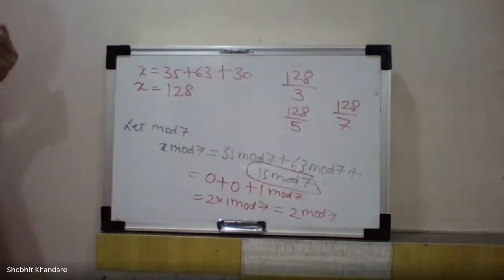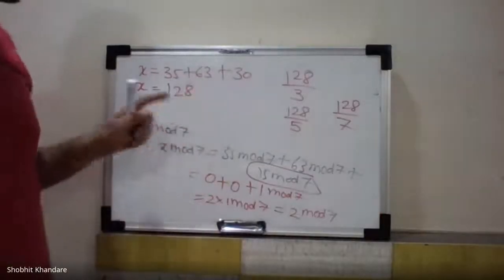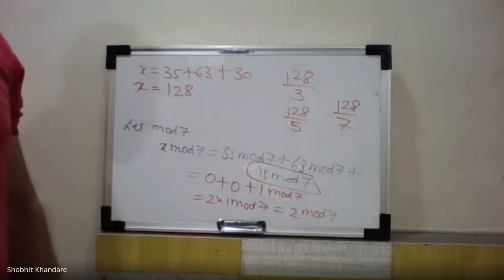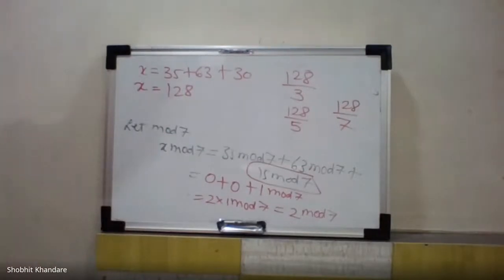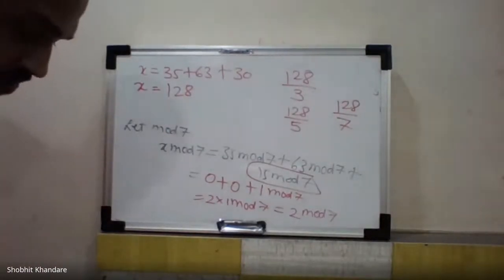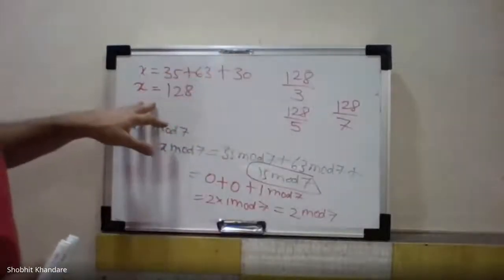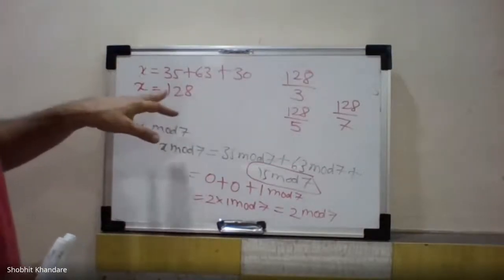Tell me the remainder. 2. Yes. So can I say x is the final value which you have got, which is satisfying all the 3 conditions? Yes or no? Yes, sir. Now, if it is asked in the exam, tell me the different values of x.